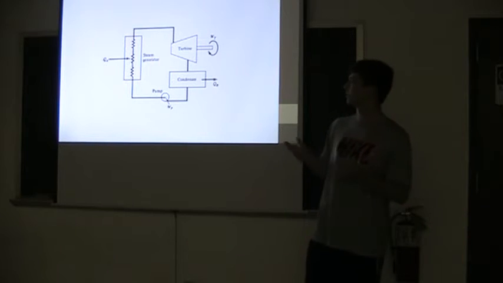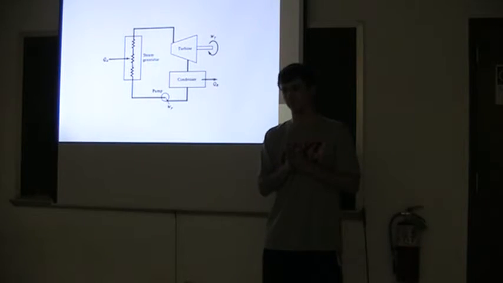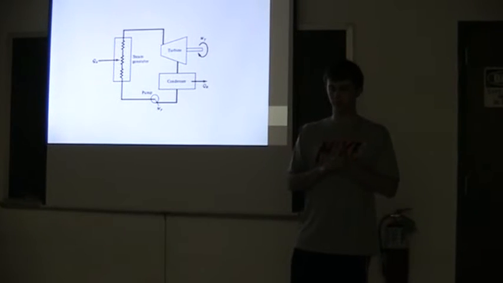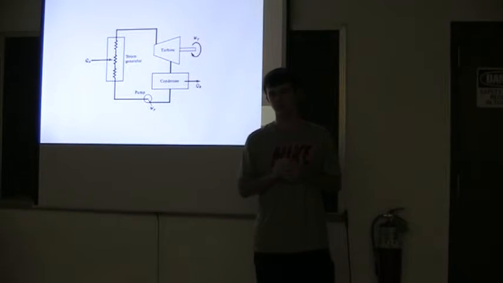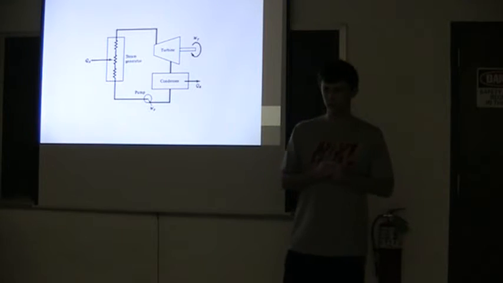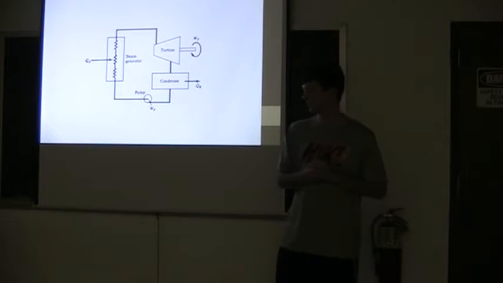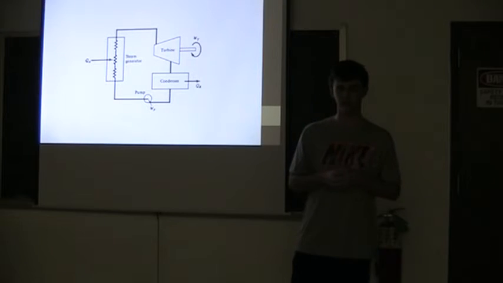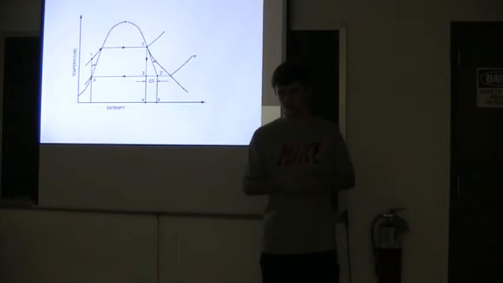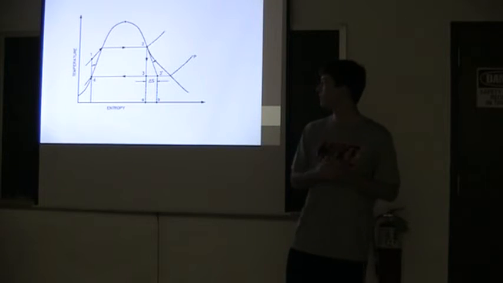This is the ideal Rankine cycle, which we've seen a lot. Pump goes into a boiler, goes into the turbine, which is going to produce the work, and then goes into the condenser, which will lower it back into a fluid, so it can go into the pump and into the cycle again. This is the TS diagram for that.